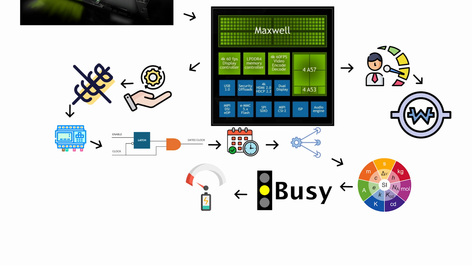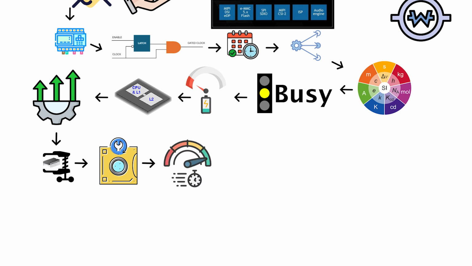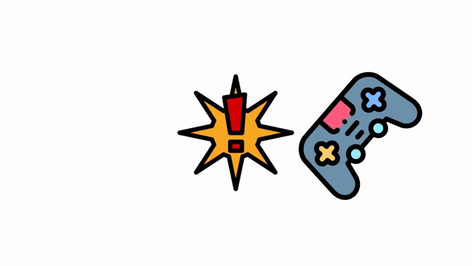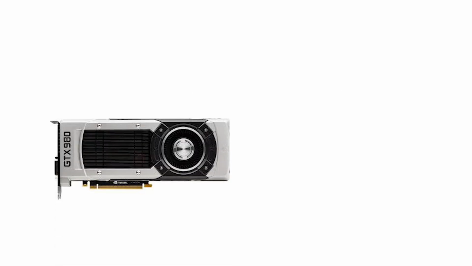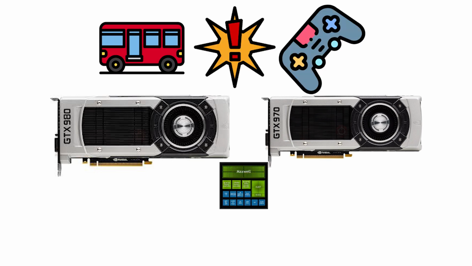Maxwell also expanded the L2 cache and improved memory compression, which cut external memory traffic and raised effective bandwidth, critical for gaming performance without wider memory buses. Cards like the GeForce GTX 980 and 970 showcased these gains. For compute, Maxwell continued full CUDA support while prioritizing gaming efficiency.